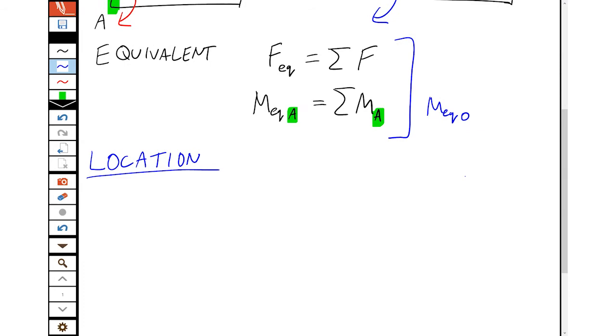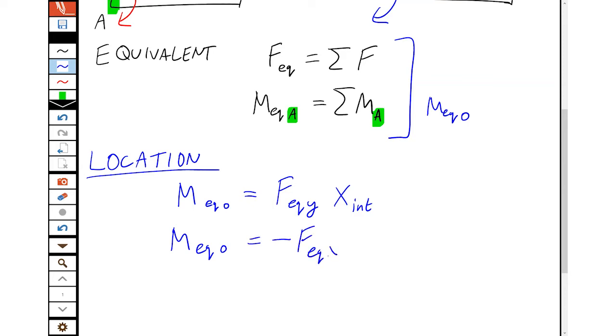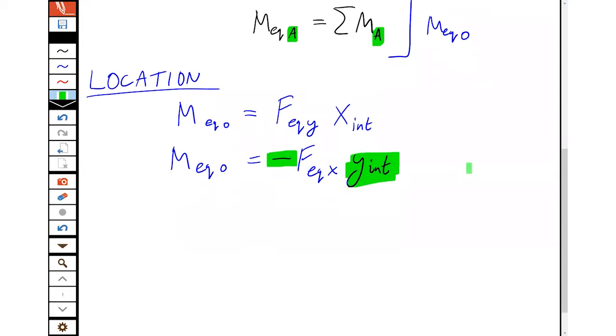And then the equations for that: the equivalent or total moment around the origin is equal to the y component of the equivalent force times the x-axis intercept, and the total equivalent moment around the origin is equal to minus the equivalent force x-component times the y-intercept. Now, the first thing you say when you look at that is, why is that one negative? And now you'll always remember it. Why is that one negative? The y-intercept is negative.